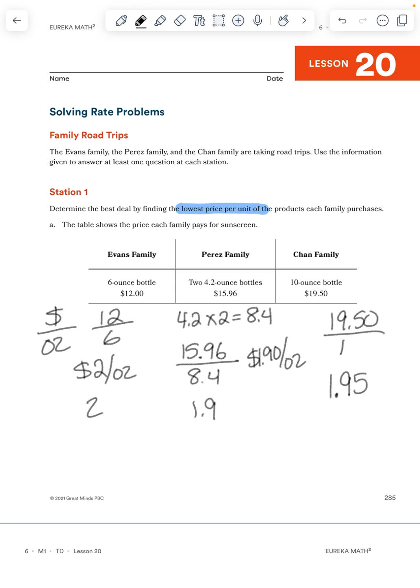1950 divided by 10. So when you're multiplying or dividing by 10, you are moving your decimal. So since we are dividing by 10, we are making our number smaller. So each place value is a multiple of 10. So we are going to move this one place to the left. So when we divide this, we end up with $1.95 per ounce. And so this one, the unit rate is 1 9/500. So which one has the cheapest price per ounce? This one. So the Perez family, they get the best deal.